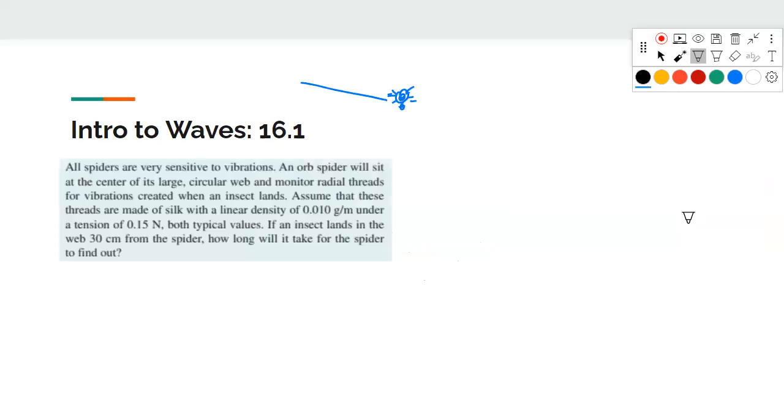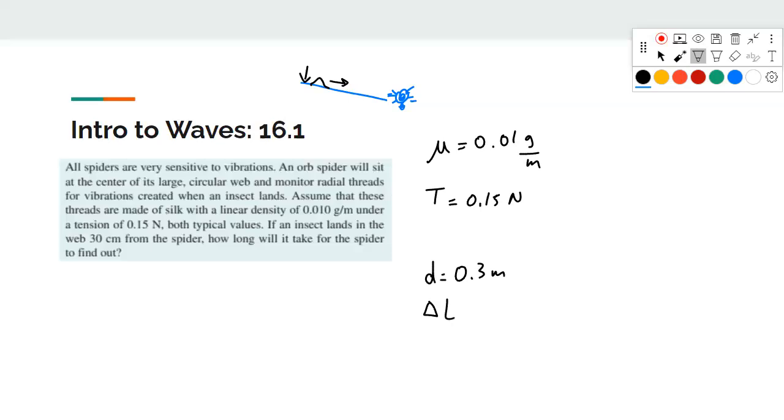And they'll sort of feel for the vibrations caused by insects. So if a little bug lands on this side, then it'll send a wave pulse that'll travel down the thread to the spider. And in this question, they tell us to assume that these spider silk strands have a linear density of 0.01 grams per meter, and that they're under a tension of 0.15 newtons. And so they tell us that the insect lands at a distance of 30 centimeters away, or 0.3 meters. And we want to find out delta T in this question.